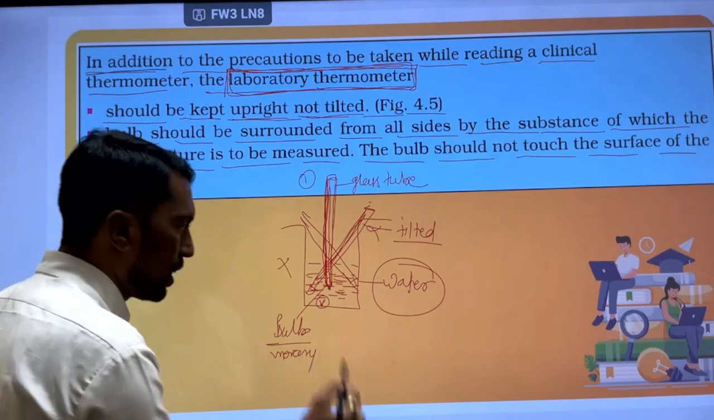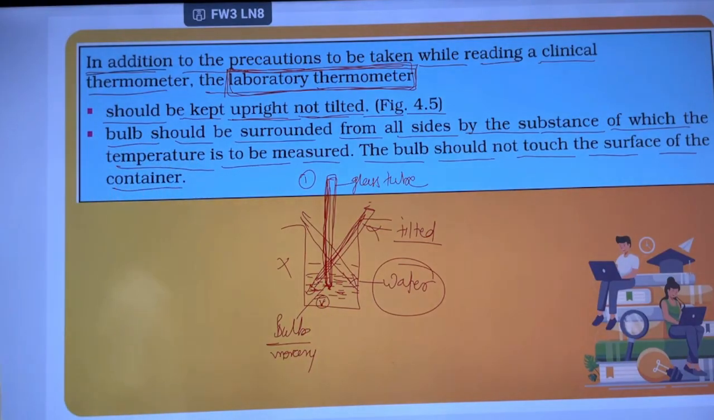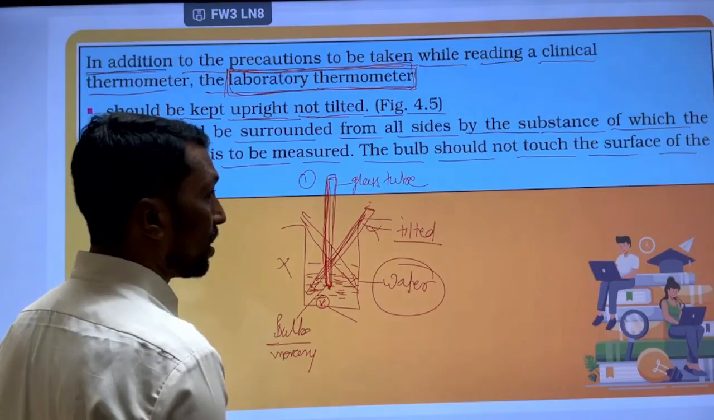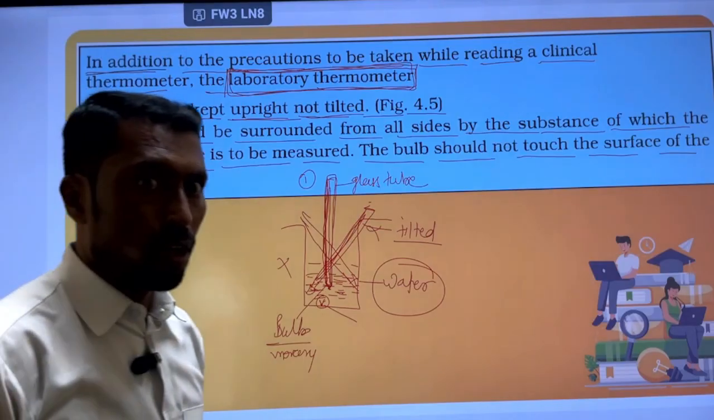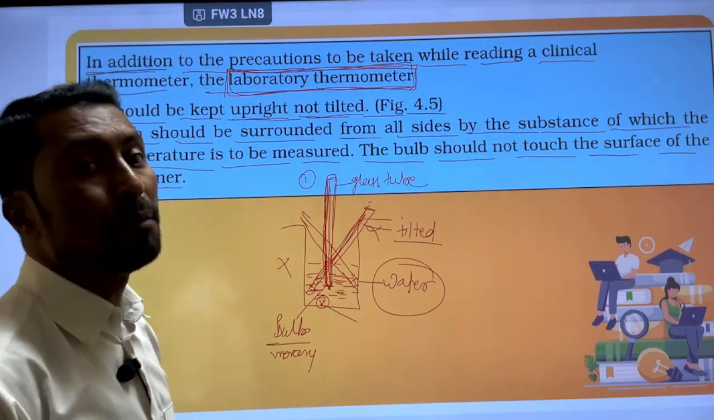It should not touch the container. It's not touched to the container. Why? Because it measures the temperature of the container also. So there is a mismatch in the reading. We will not get an accurate reading.